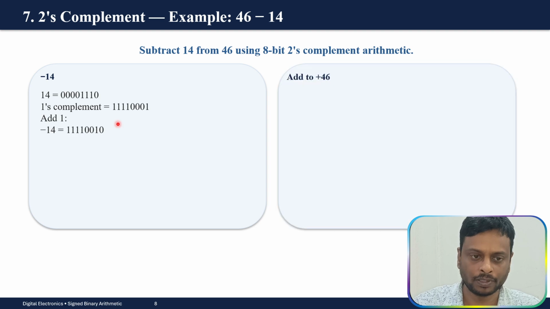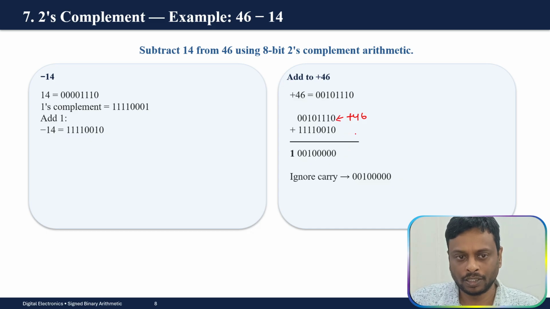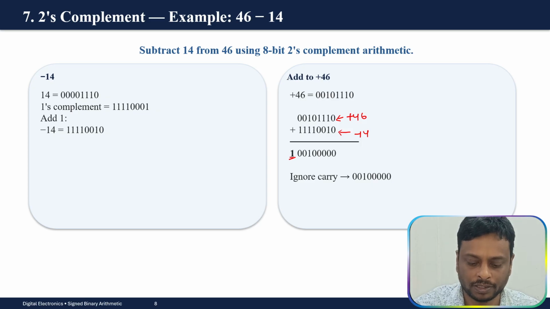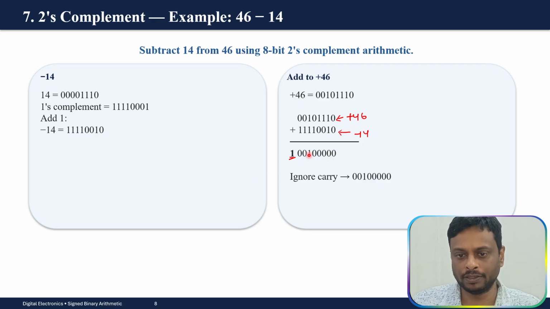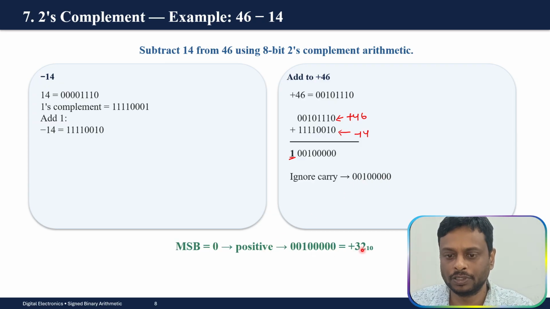Okay. Then add this number to 46. This is the 2's complement of plus 46, and this is the 2's complement representation of minus 14. So add these two numbers. Okay, so there is an end around carry. You have to ignore that carry. So the result is this one. Here the MSB is 0, so the result is positive. Okay, so it will be 32.